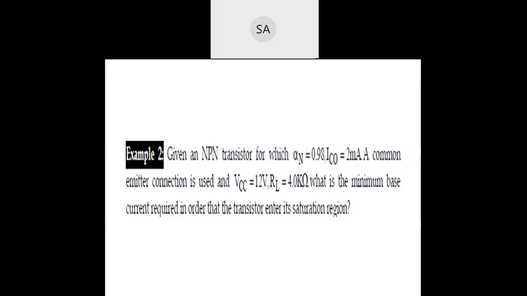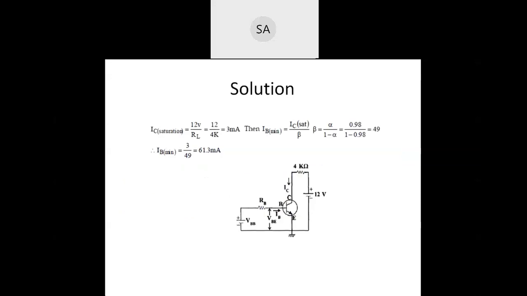Here the output current is the IC, but we are not given the IC. So to find that IC, we have to calculate the output current. Let us draw this circuit. This is a common emitter configuration. Here this is the base current, the input current, and this is the IC current, that is the output current.